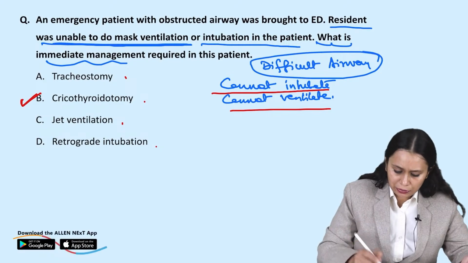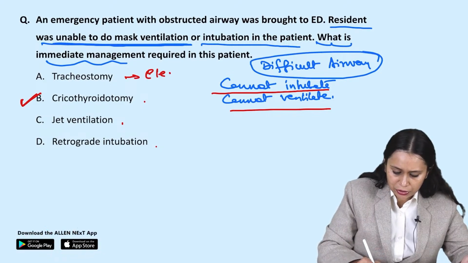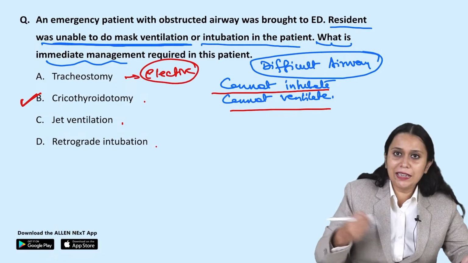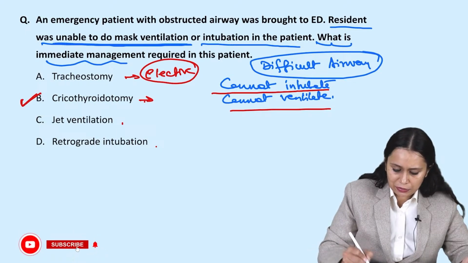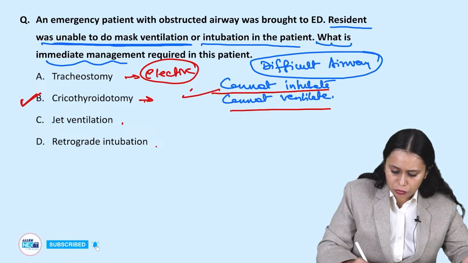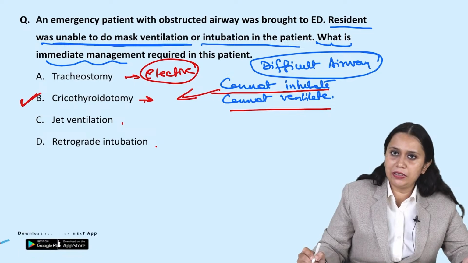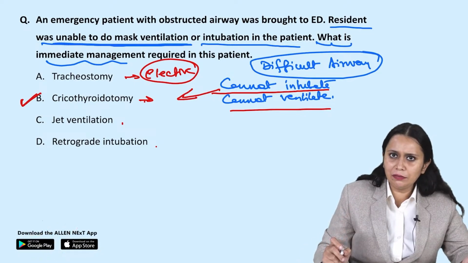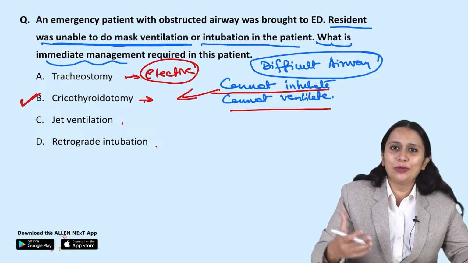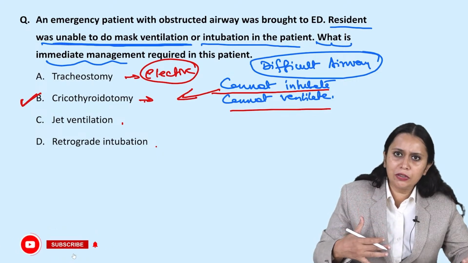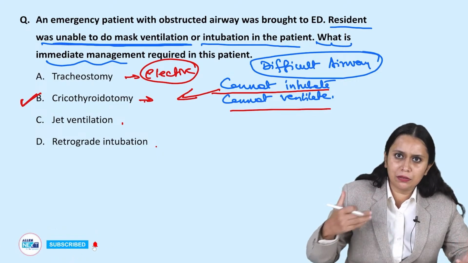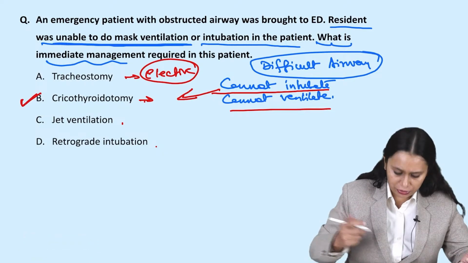So tracheostomy, remember, it's an elective procedure. It cannot be done in an emergency. And cricothyroidotomy is the procedure of choice in a cannot intubate, cannot ventilate situation. Jet ventilation: until and unless you put an airway, you cannot do jet ventilation. After doing cricothyroidotomy, you do jet ventilation, but you have to do cricothyroidotomy first.